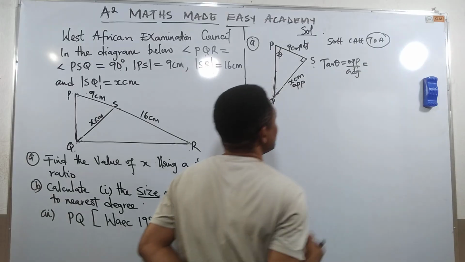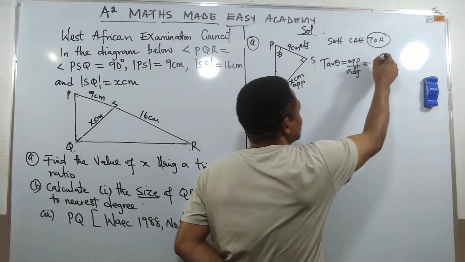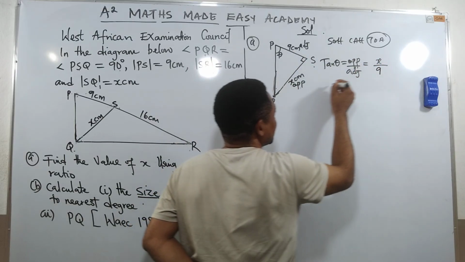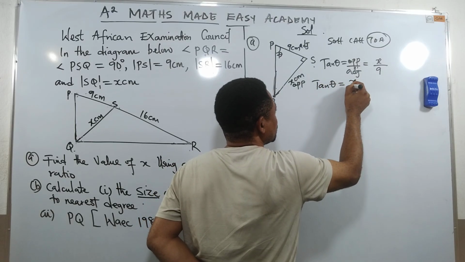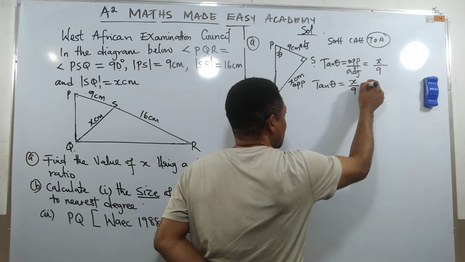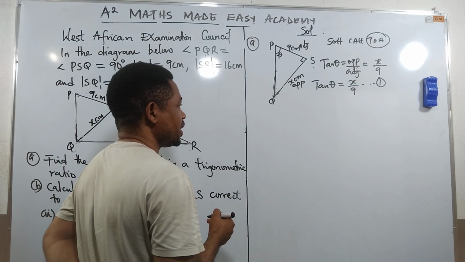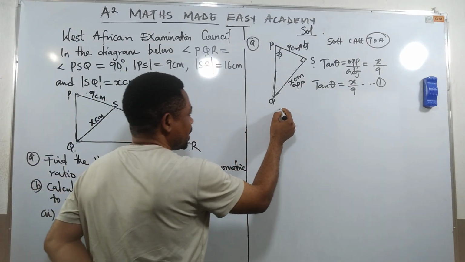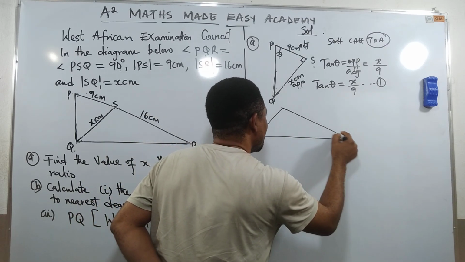Now if you substitute, the value of opposite is given as x, while the value of adjacent is given as 9. Therefore tan theta is equal to x all over 9. Call this equation 1. Then the next thing is to draw the next triangle, and it looks like this.